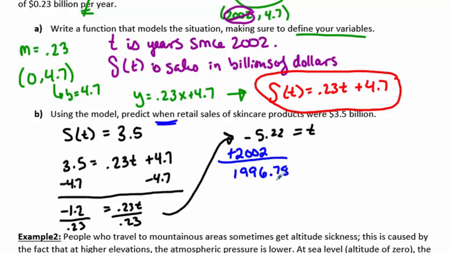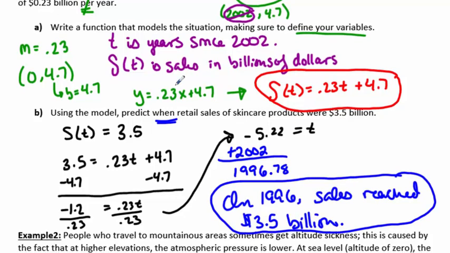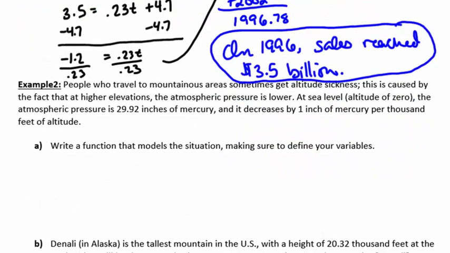Okay. So 1996.78 is still in the year 1996. It might be October, November. It's like near the end of '96, but we have not reached the beginning of 1997 yet. So we say in the year 1996, sales reached 3.5 billion.